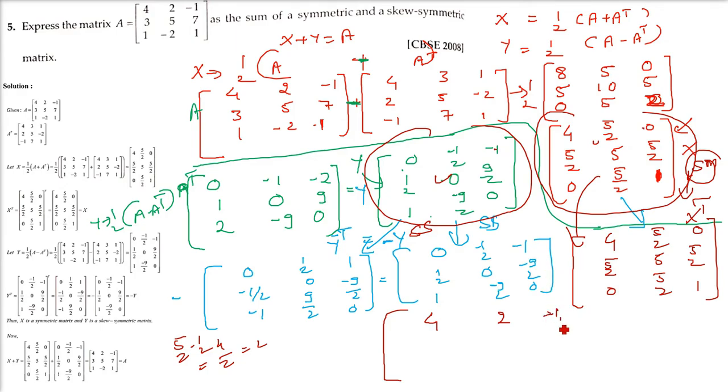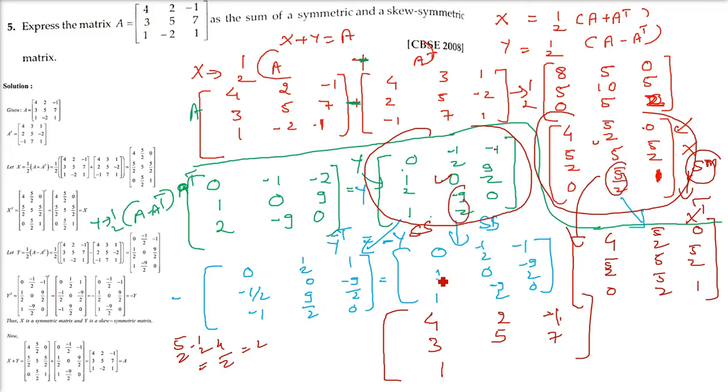Minus 1. Now 5 by 2 and 1 by 2. 5 plus 1 is 6. 6 by 2 is 3. Right? This will come as 3. And 0 plus 5 will be 5. 9 by 2 and 5 by 2. 9 plus 5 is 14. 14 divided by 2 is 7. 1 plus 0 is 1. 5 by 2 minus 9 by 2. 5 minus 9 is minus 4. Minus 4 by 2 is minus 2.